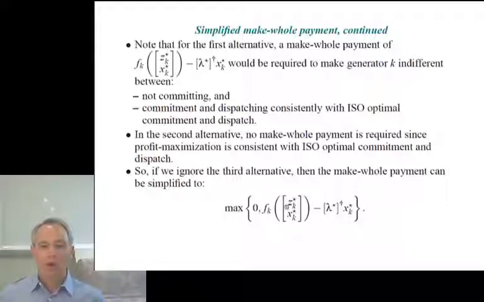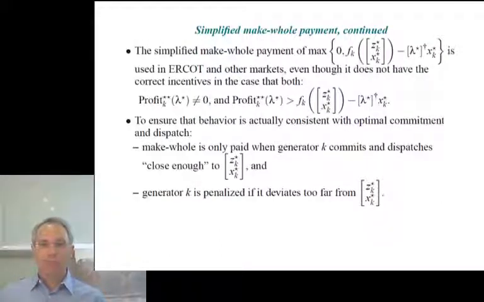If, on the other hand, the cost is bigger than the revenues, then the make-whole payment will exactly compensate this term, cost minus revenues. So that simplified make-whole payment is used in ERCOT and in other markets, even though it doesn't quite have the correct incentives, in particular in the case that the optimal profit's not 0, and the profit is bigger than the profit under ISO commitment and dispatch.